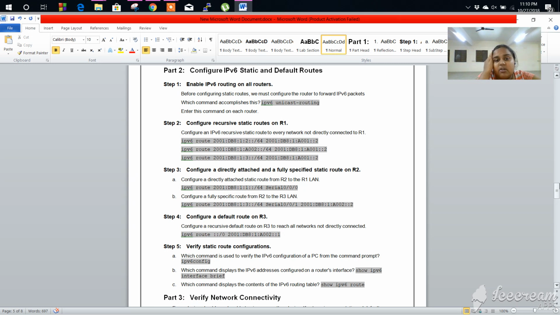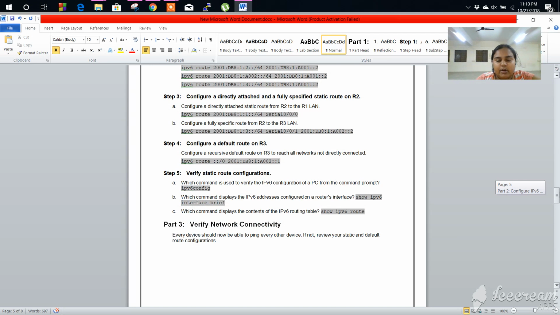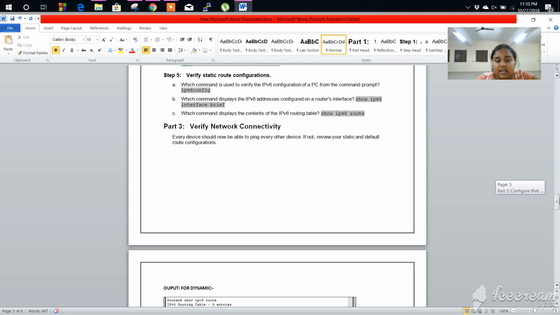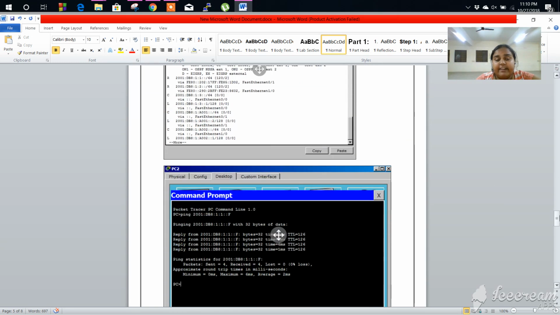Enable IPv6 routing on the routers. Configure a recursive static route on R1. Configure a directly attached and fully specified static route on R2. Configure a default route on R3. Verify the static route configuration. Verify network connectivity, and then we can see the table and verify the output.